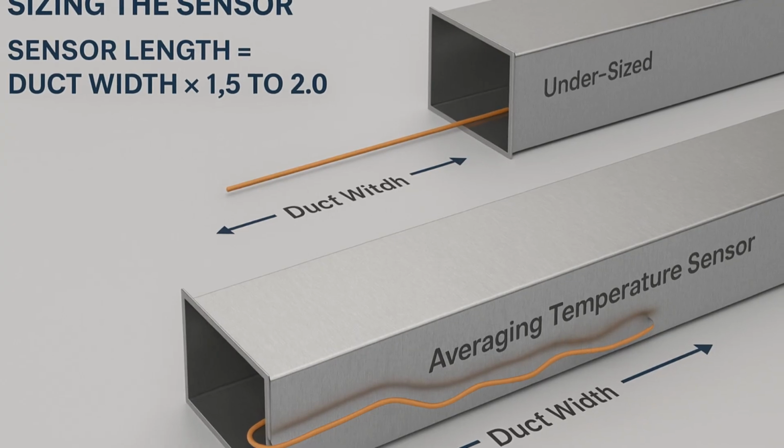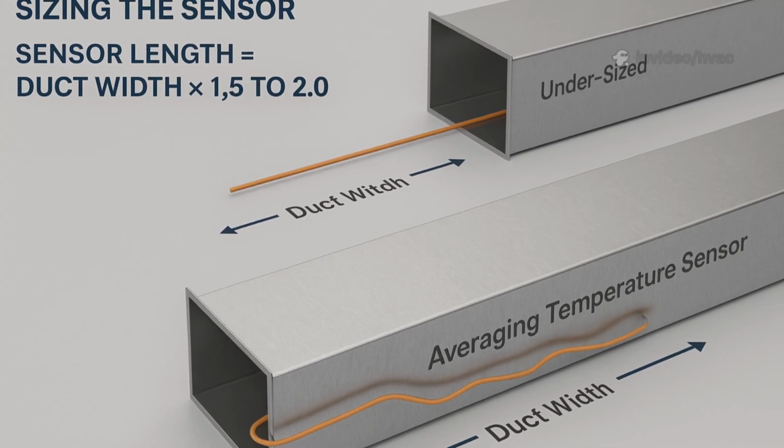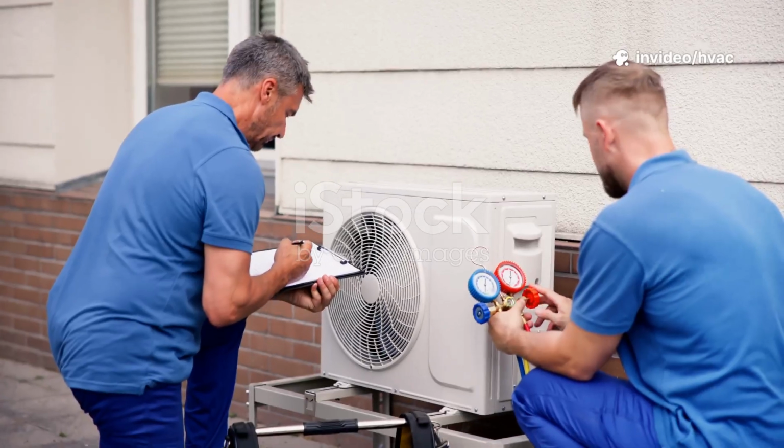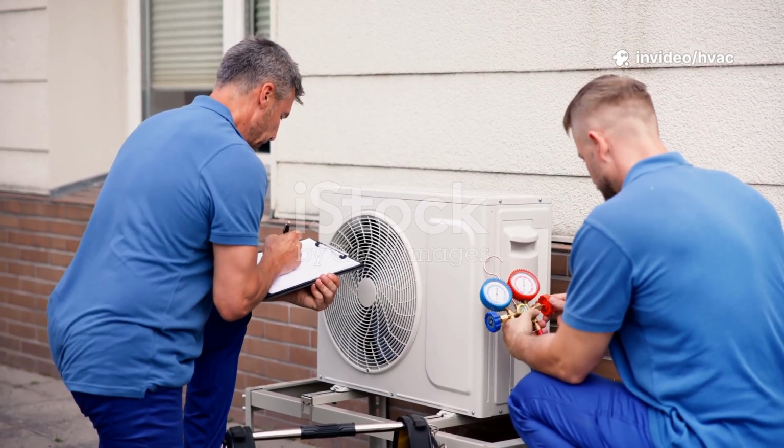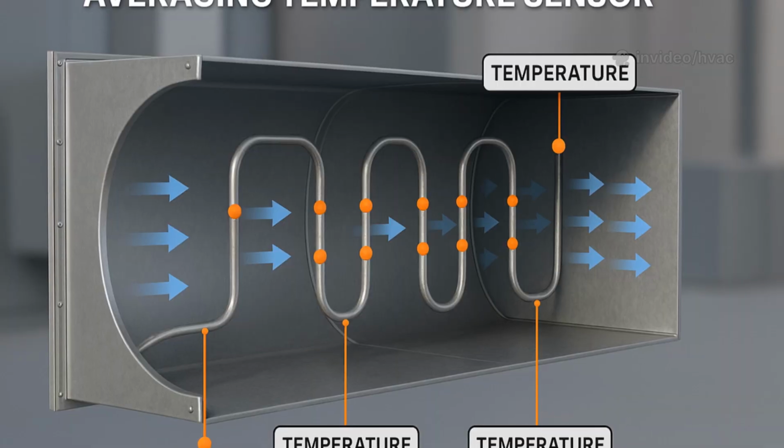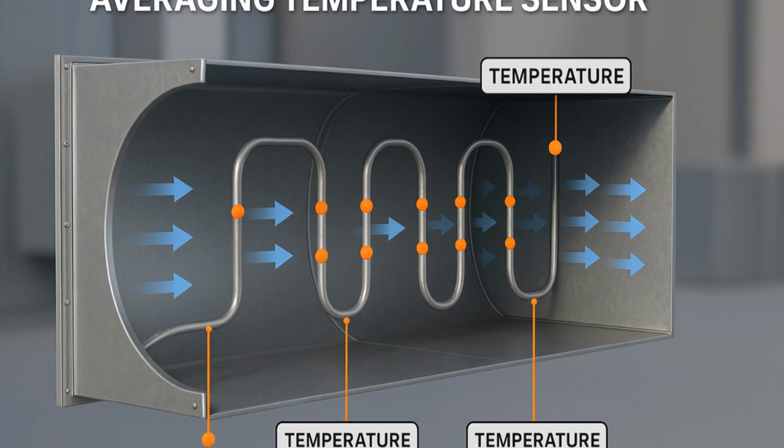In ductwork, especially at the mixed air plenum, temperature can vary wildly. If you don't measure it accurately, you waste energy and make people uncomfortable. The key? Select an averaging sensor long enough to cover the duct's cross-section. Don't guess. Check the mechanical drawings for duct dimensions.